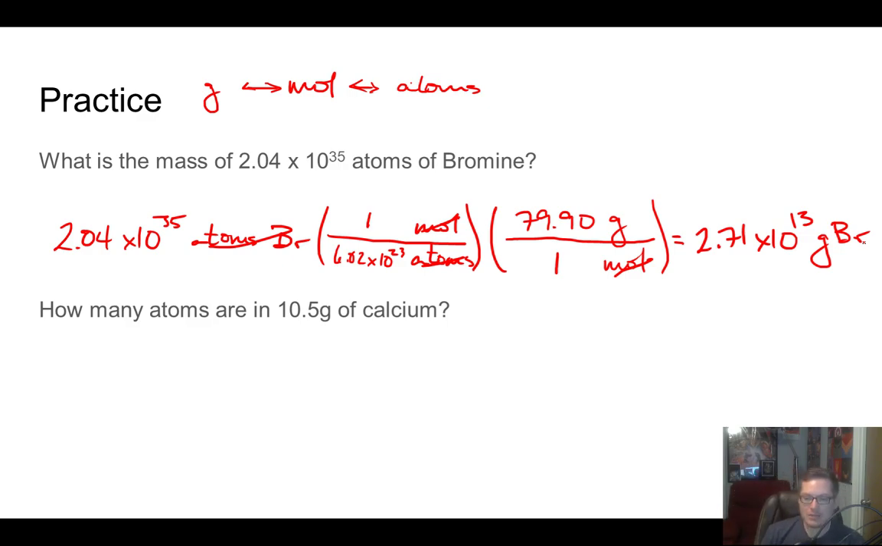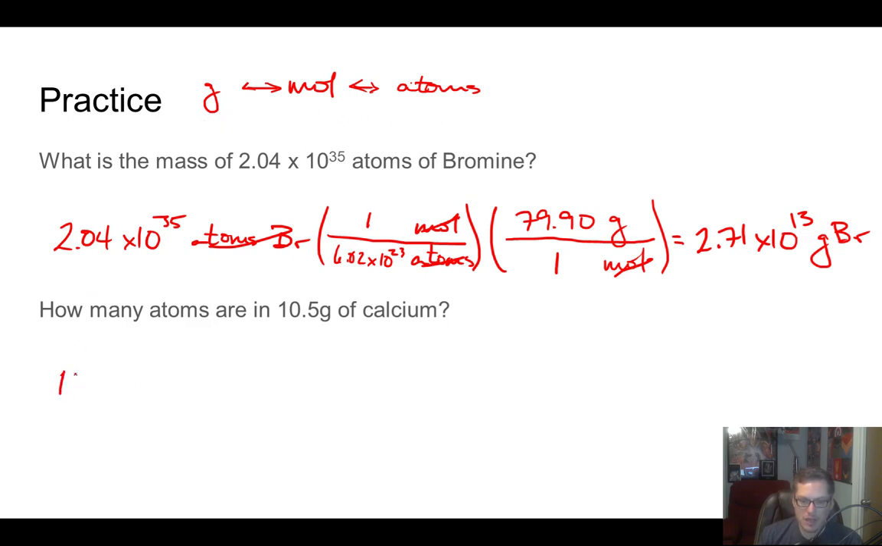How many atoms are in 10.5 grams of calcium? So you've got 10.5 grams in, say, your supplement or something, and you want to figure out how many atoms you're putting into your body. Last time we went from atoms, here we went right to left. Now we're going left to right. We're going from grams to atoms, so we still have to go through moles.